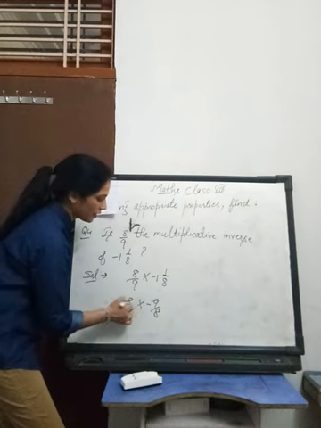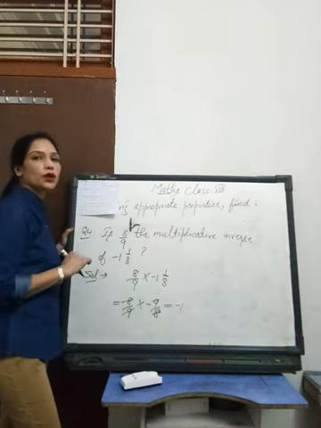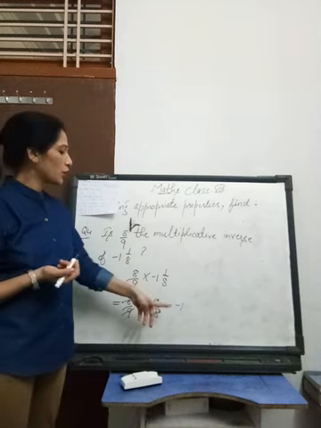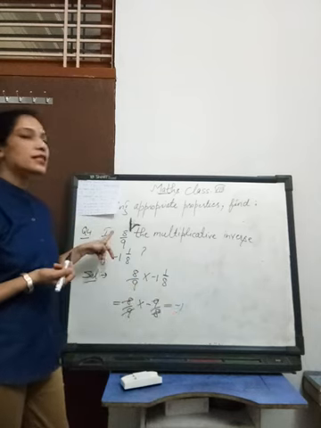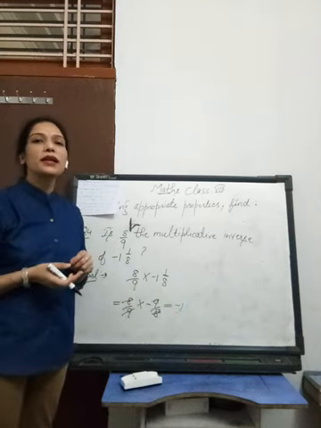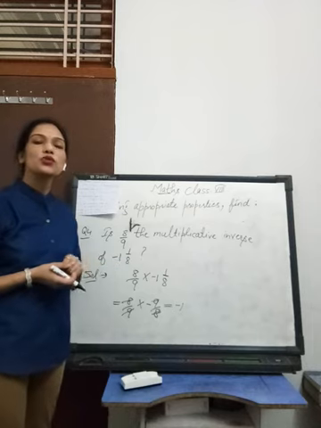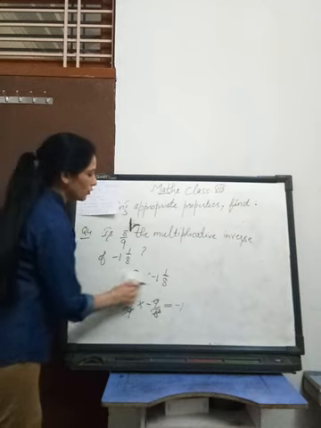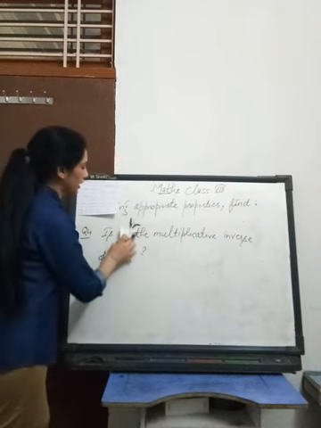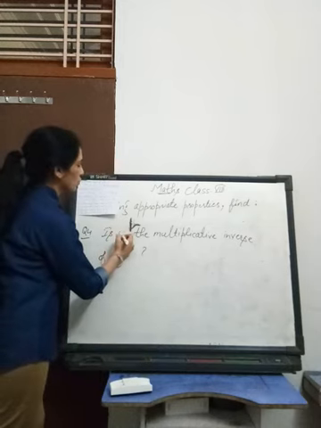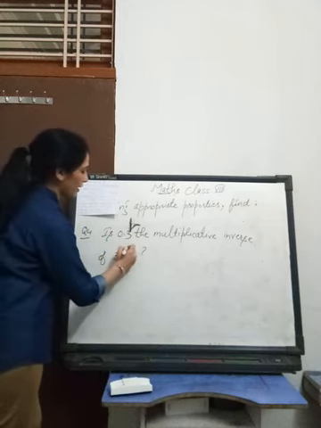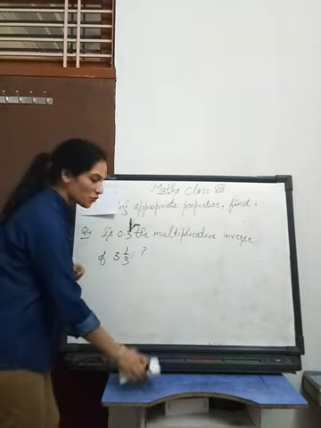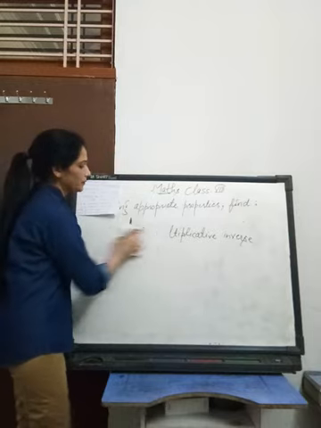After cancelling, your answer is minus 1. But according to multiplicative inverse, your answer should be 1. But your answer here is minus 1. It means you can say 8 upon 9 is not a multiplicative inverse of minus 1 into 1 upon 8. Clear to you all? So one question I am giving to you, that you have to do: find whether the given rational numbers are the multiplicative inverse of each other or not. So here I write 0.3 and 3 into 1 upon 3. This you have to try in your copy. Clear to you all?